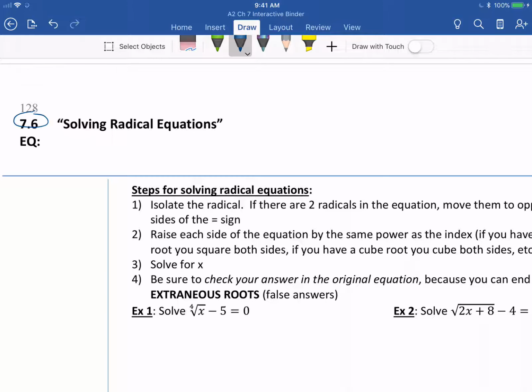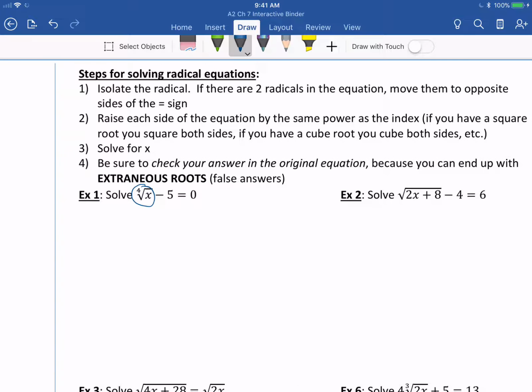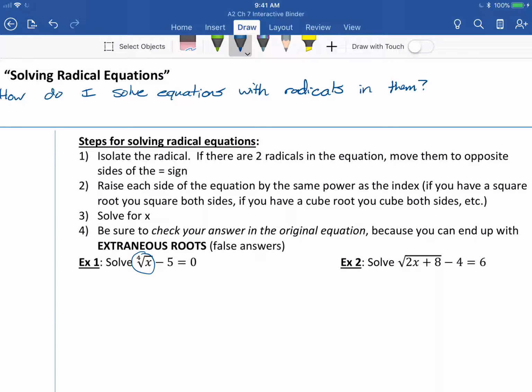All right, today we are solving equations with radicals in them. So today my essential question is, how do I solve equations with radicals in them? Okay, if you look down at some of the examples here, we're looking at examples that have the fourth root of x, and we have the square root of those guys. We're looking at how to solve those.